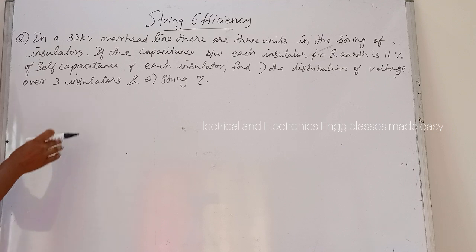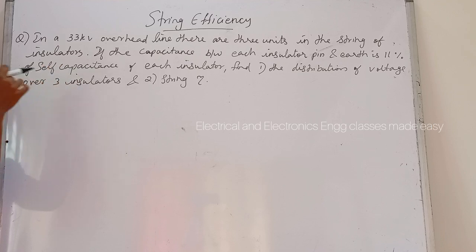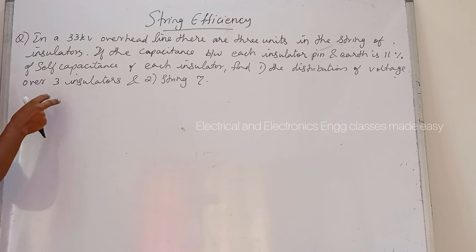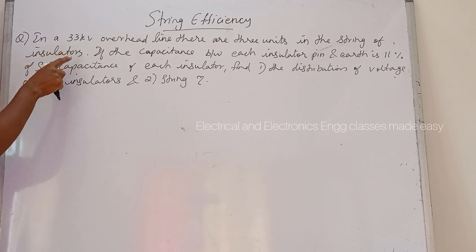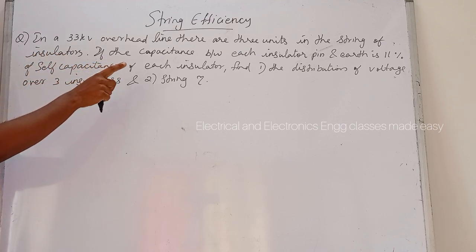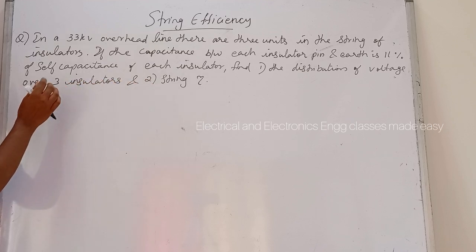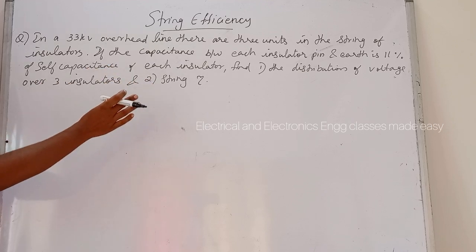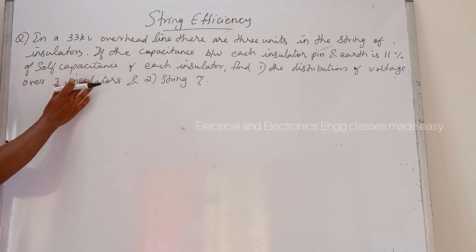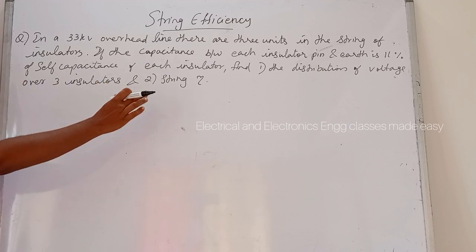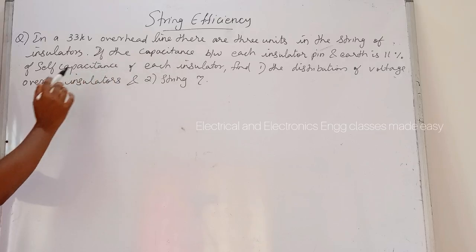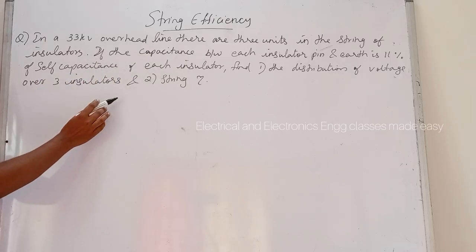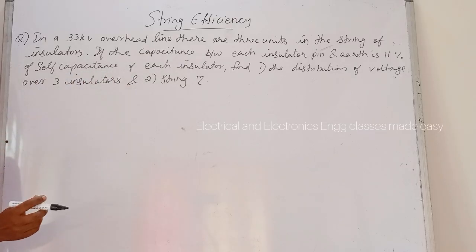Today's class is the continuation of string efficiency, that is, the problems related to string efficiency. So let us do the problems. In a 33 kV overhead line, there are 3 units in the string of insulators. If the capacitance between each insulator pin and earth is 11% of self-capacitance of each insulator, find first the distribution of voltage over 3 insulators, and second the string efficiency.